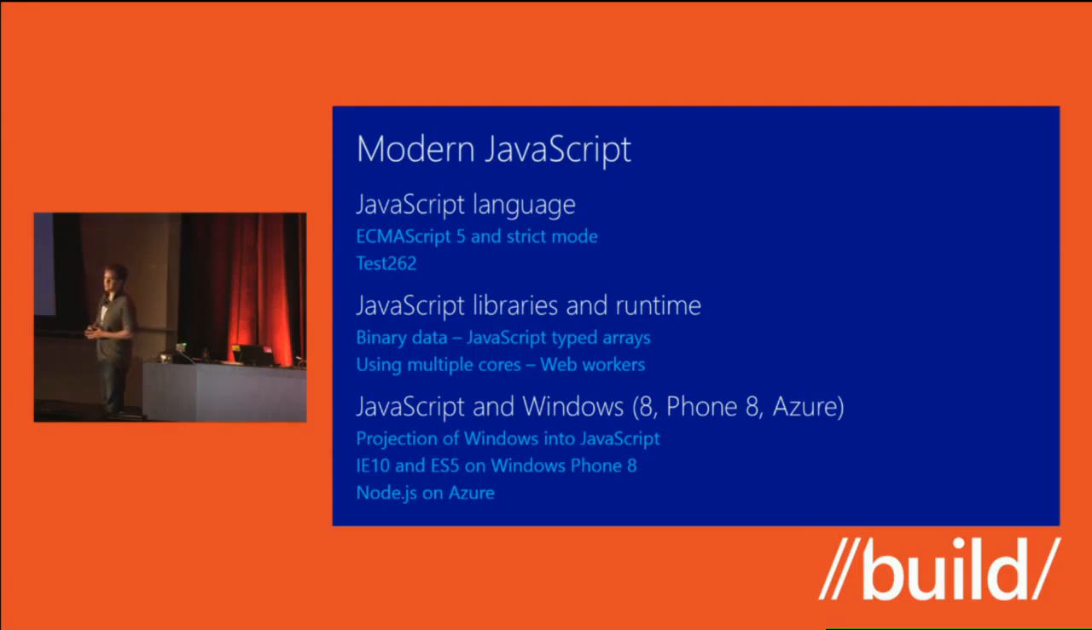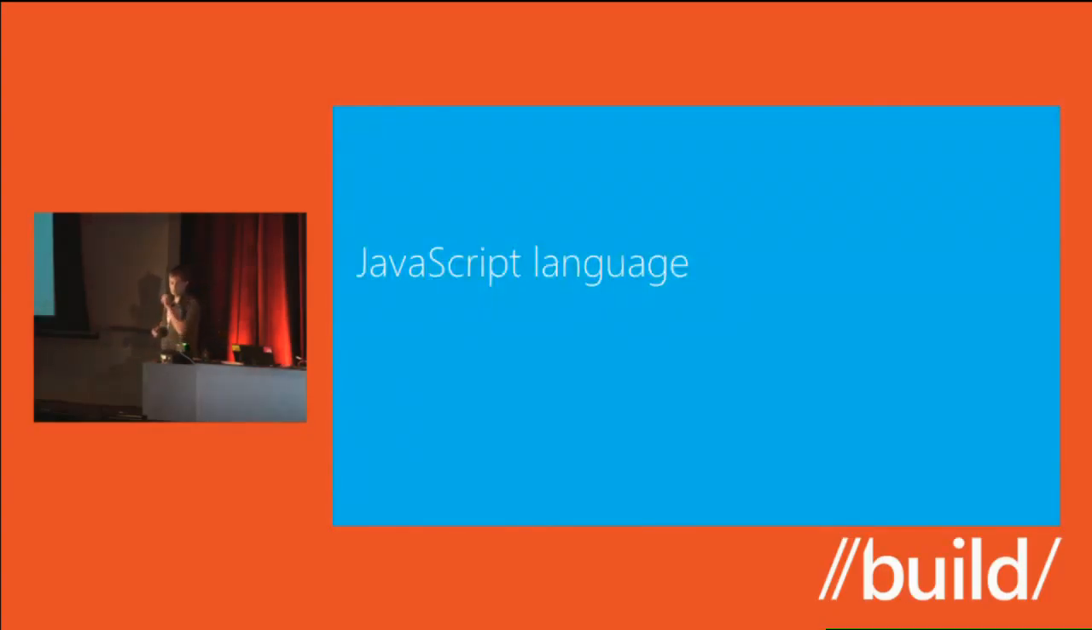And then last, I want to talk about how all this feels across all the different platforms. So you can use JavaScript on the web, in Windows 8, in Windows Phone 8, and in Windows Azure. So all the platforms that we're talking about here at the conference this week. And so I'll tell you a little bit about how JavaScript looks in each of those environments.